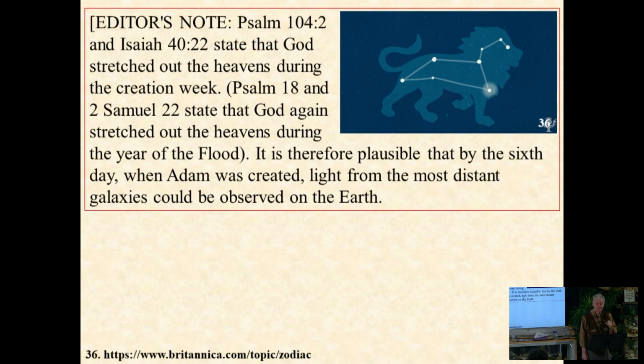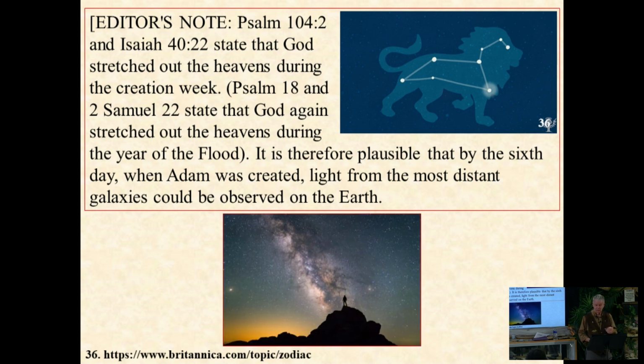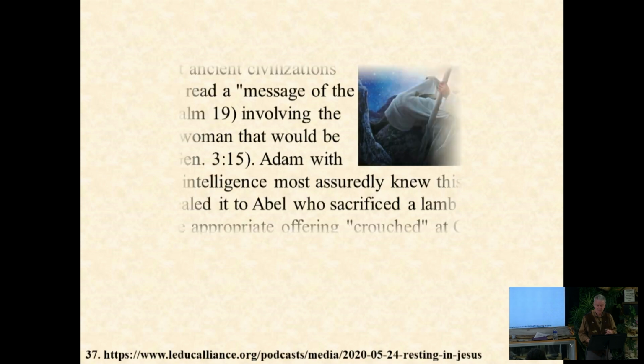Editor's note, so I'm not quoting Barry Setterfield here. Psalm 104 verse 2 and Isaiah 40 verse 22 state that God stretched out the heavens during the creation week. Psalm 18, 2 Samuel 22 states that God again stretched out the heavens during the year of the flood. It is therefore plausible that by the 6th day of creation, when Adam was created, light from the most distant galaxies could be observed on the earth, and certainly within the lifetime of Adam, they could be observed.